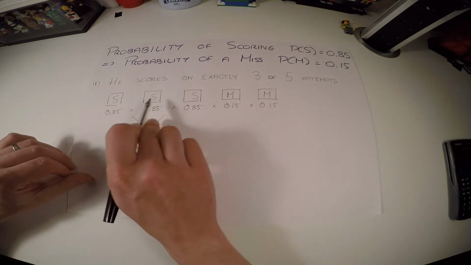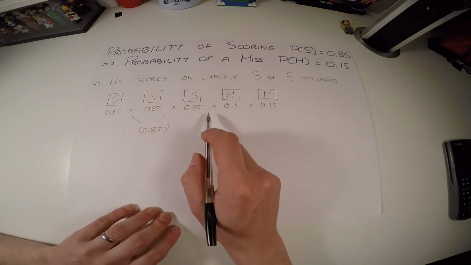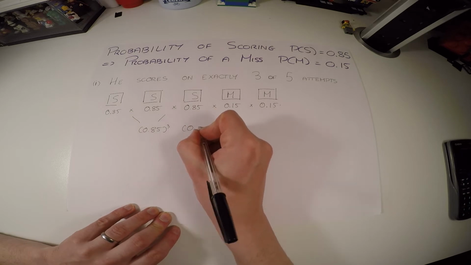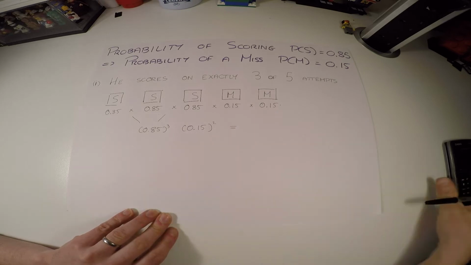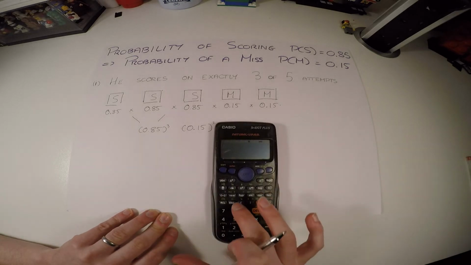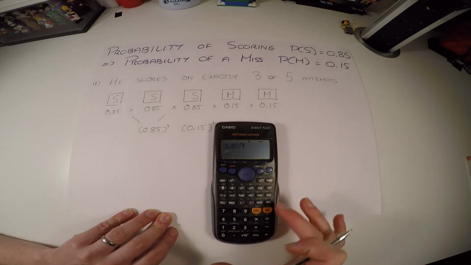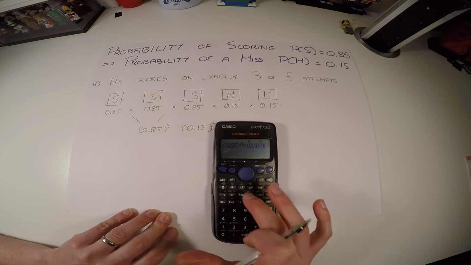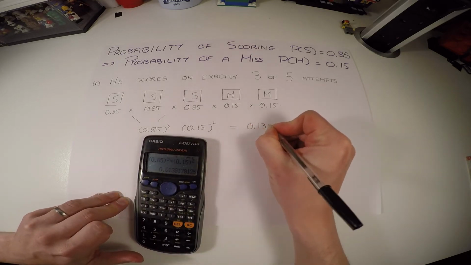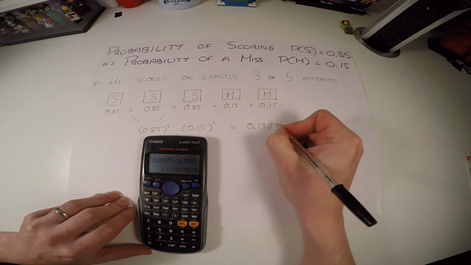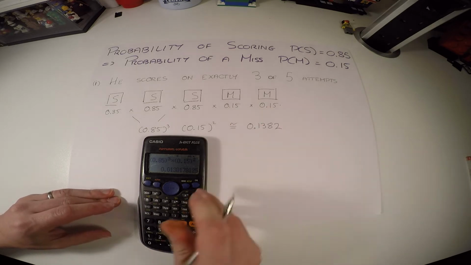If we wanted to add, we'd have to say "or", but that's not the scenario here. We don't want him to score the first or the second. He has to go this way. So that's 0.85 three times multiplied, and then multiplied by 0.15 twice. If we do that on our calculator, we take 0.85 cubed, multiply that by 0.15 squared, and that gives us roughly 0.0138.